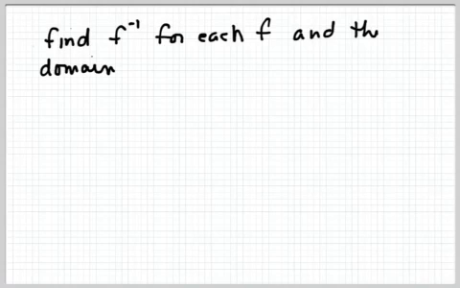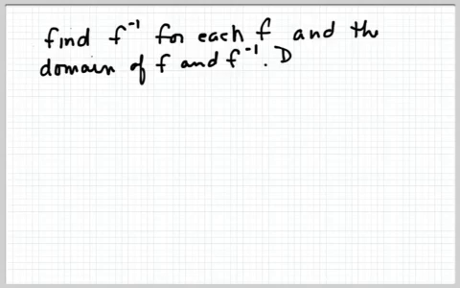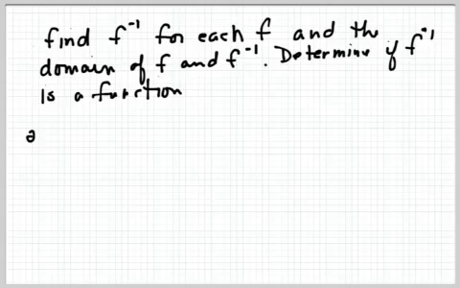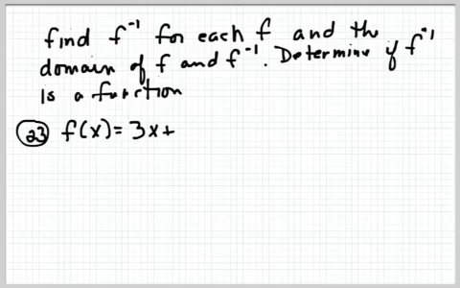Domain's one that we have a difficult time with, of f and f inverse. Determine if f inverse is a function. Okay, so here we go. Number 23. We've got f of x equals 3x plus 4.